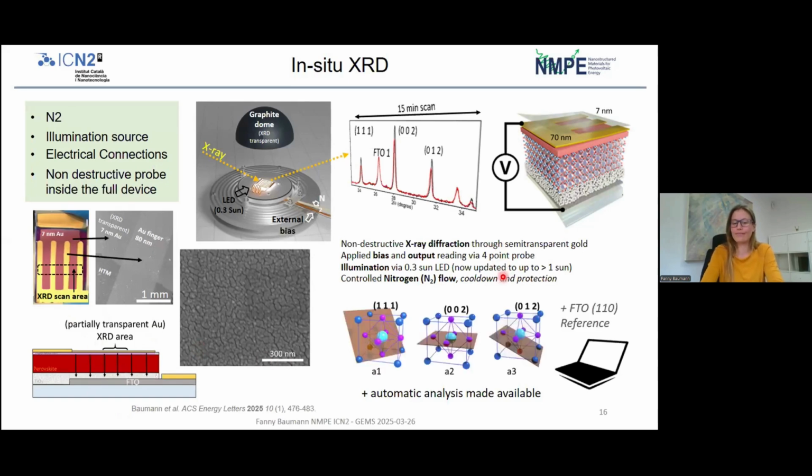Okay. Finally, we also needed to develop quite a lot of automatic analysis around this, because we generate a lot of data from both the computer and the X-ray diffraction. This automatic analysis is available with the paper if someone is interested.